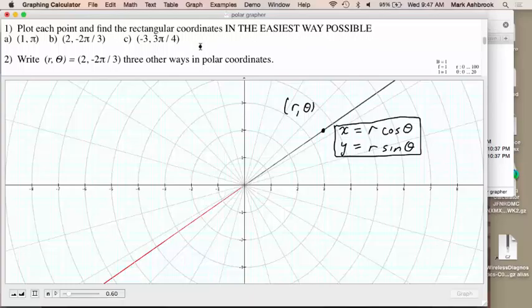Okay, and then here's the second. We'll get to number 2 on Tuesday. So just do number 1. See if you can plot these 3 points and write them in rectangular coordinates. Just do number 1.